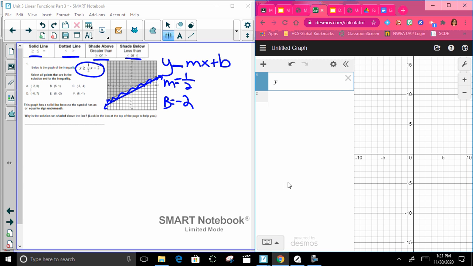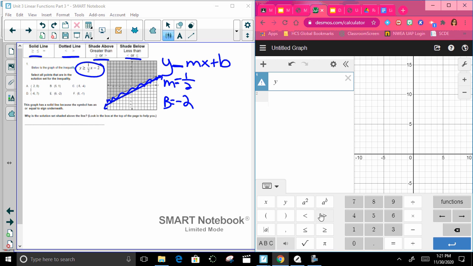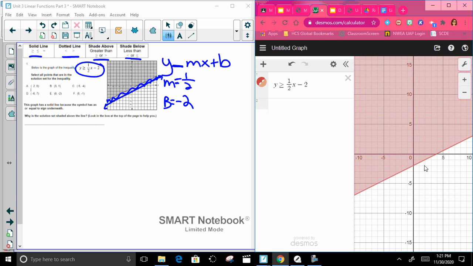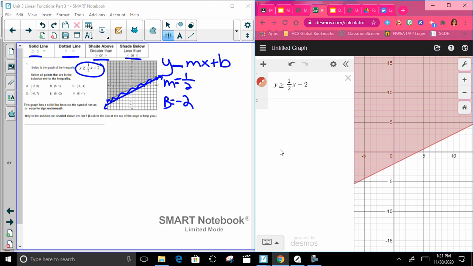So you can put your y. Remember, if you use your little keyboard down here, I have a greater than or equal to 1 divided by 2. Go over to put the x, and then -2. All right, so did I do this correctly? My graph is counting by 1 on both axes, so that's perfect. It crosses at 0, -2 right here. So it looks like I did fix it correctly.